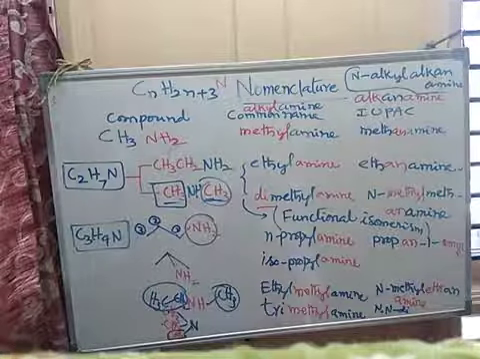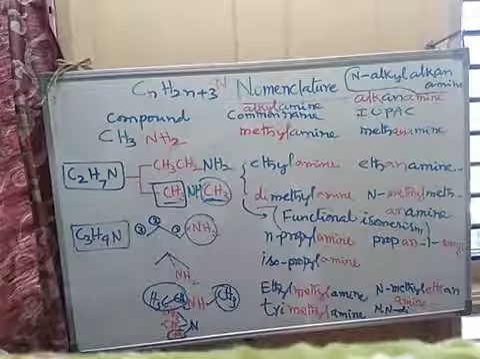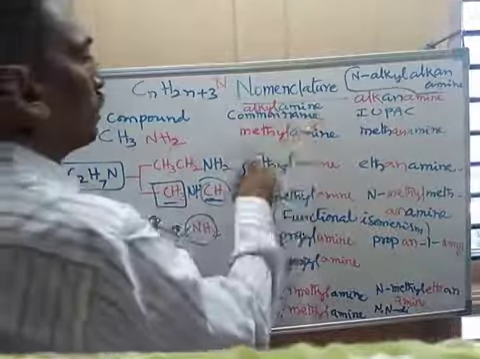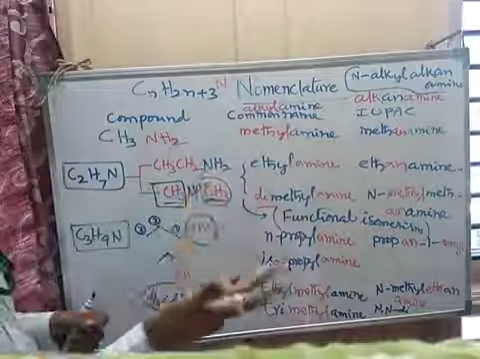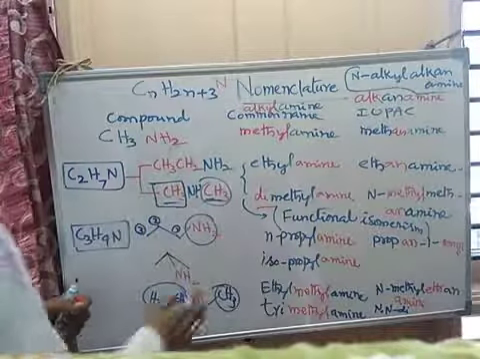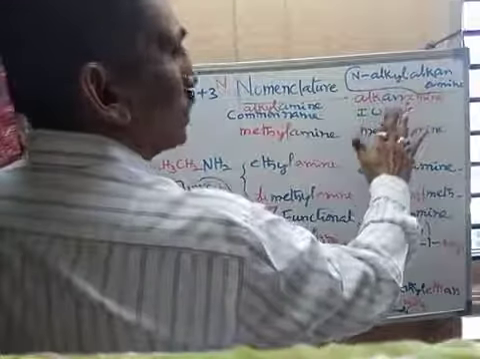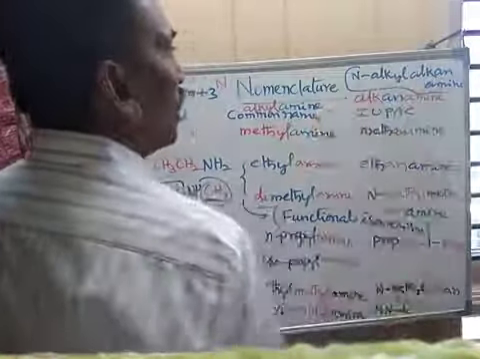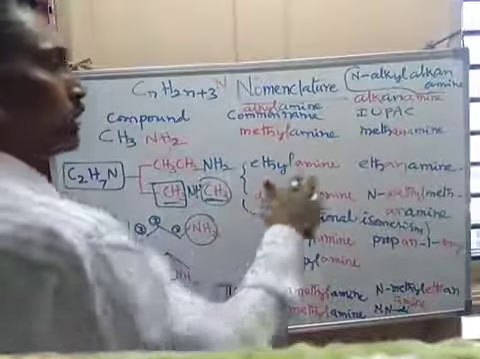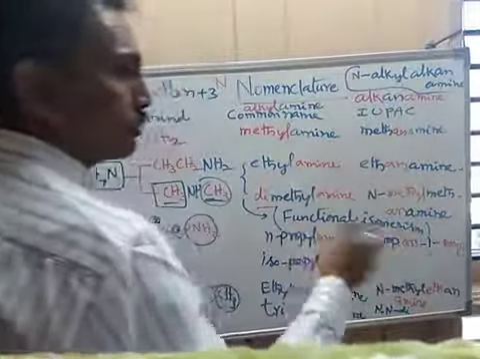What is the common rhyming word in common nomenclature? Alkyl amine: methyl amine, ethyl amine, propyl amine, butyl amine, like that. IUPAC nomenclature is followed in which style? Alkanamine: methanamine, ethanamine, propanamine, butanamine.